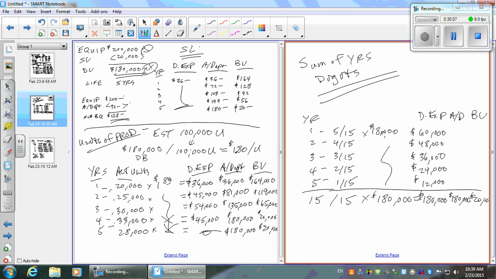60 plus 48 plus 36 plus 24 plus 12? It's 180. Okay, so what's the accumulated depreciation at the end of the first year? 60,000. Book value? Careful. No, not 120. Easy trap, right? Our brain plays tricks on us. It's a $200,000 asset less 60 accumulated depreciation is what, guys? 140.